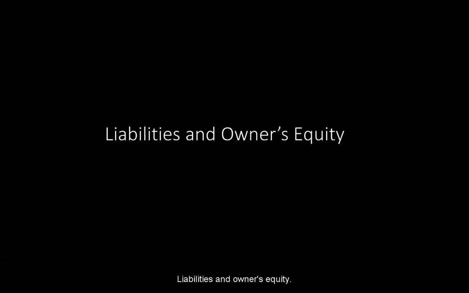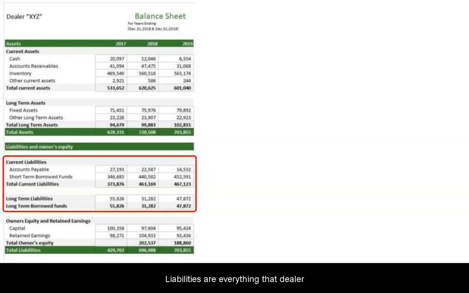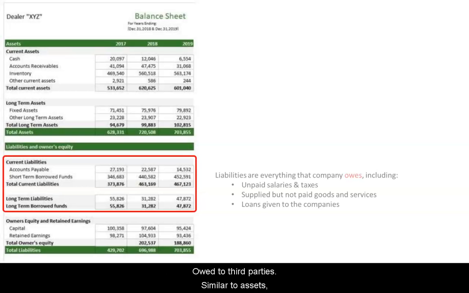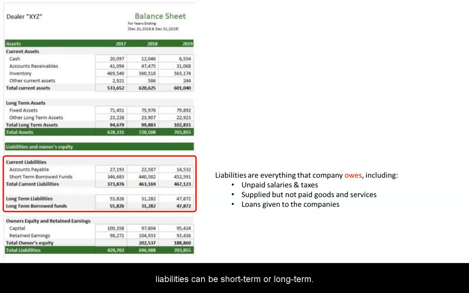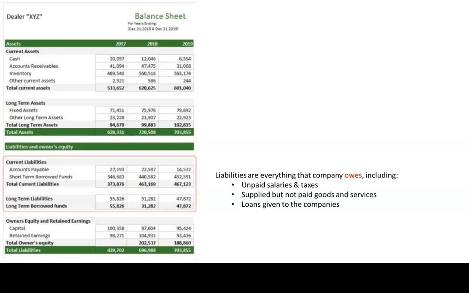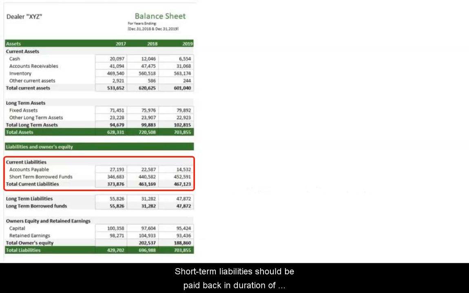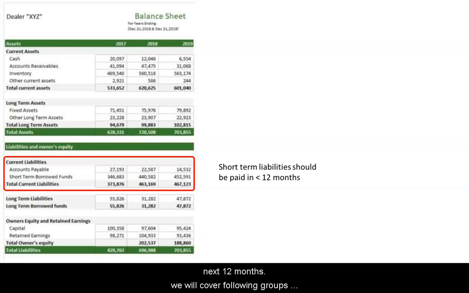Liabilities and owner's equity. Liabilities are everything that the dealer owes to third parties. Similarly to assets, liabilities can be short-term or long-term. Short-term liabilities should be paid back within the next 12 months. We will cover the following groups of short-term liabilities. Short-term loans. Accounts payable.